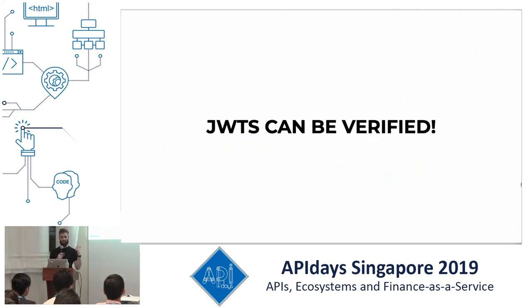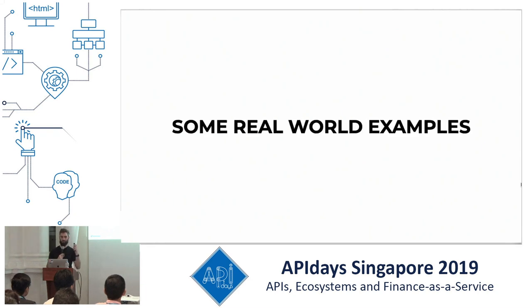JSON Web Tokens contain their expiry date, or can contain them, and they can be verified, so you know that what's in them is still valid, that it's not been tampered with.